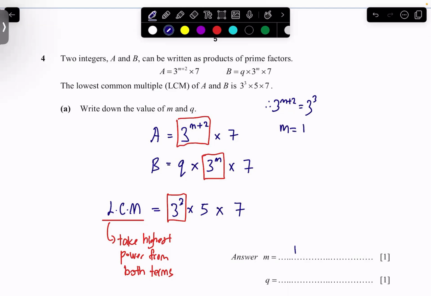Second, we have powers multiplied by 7 on both sides, so that also contributes to the LCM down here. So the only missing term is a 5, which must be from the q itself. So therefore, q equals 5. Very simple.